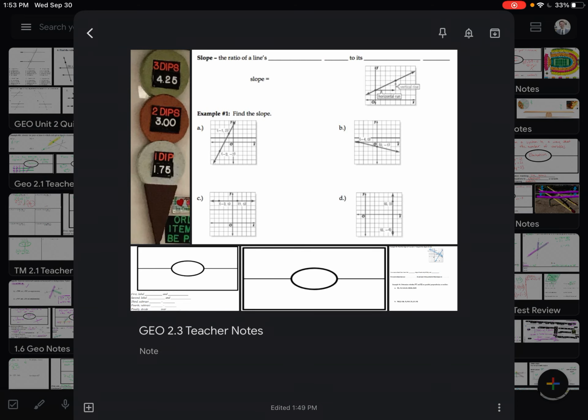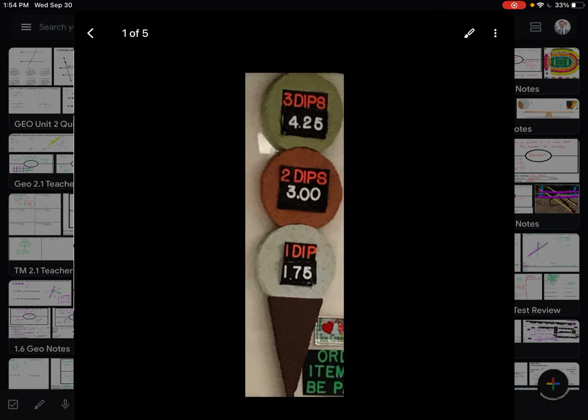So we have a couple goals after watching this video. Your first goal is to be able to understand slope in context and on a graph. Second goal is to be able to understand when two lines are parallel based off of their slope. And then your third goal is to be able to understand when lines are perpendicular, also based off of their slope. So first, as always, starting off with a real-life example.